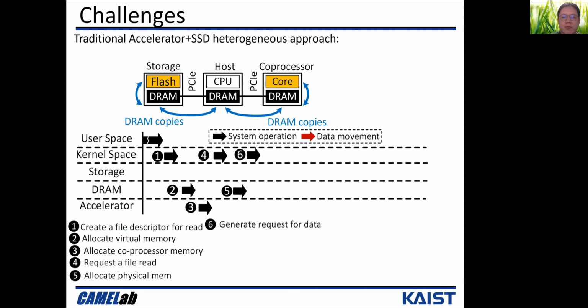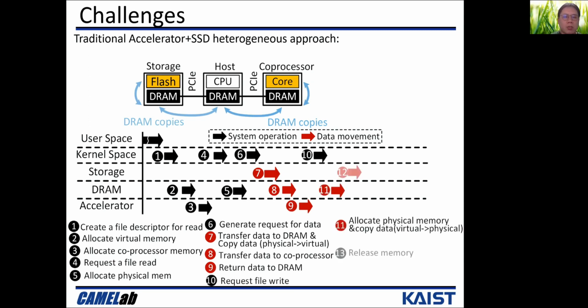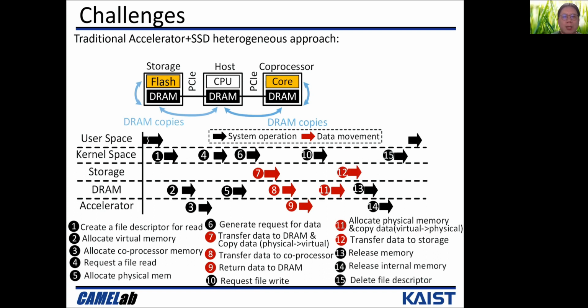Then the host can transfer the data from the storage to the DRAM and then transfer the data from the DRAM to the accelerator. Once the results are returned from the accelerator, the host also needs to handle multiple software works. For example, the host needs to request the file writes. It then allocates the physical memory and then copies the data. And then it will transfer the data to storage. Once the data transfer completes, the host also needs to release the memory and release the internal memory within the coprocessor. Afterwards, it deletes the file descriptors.